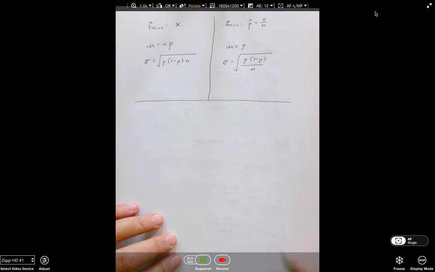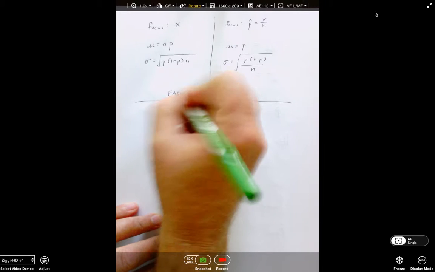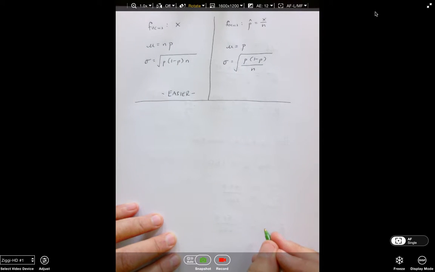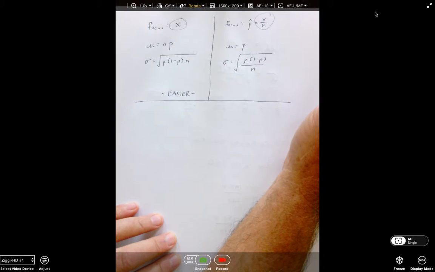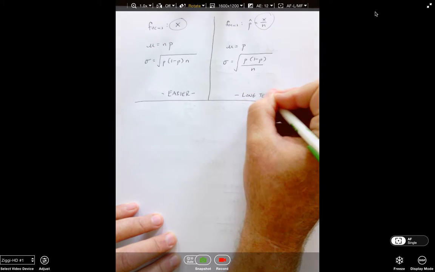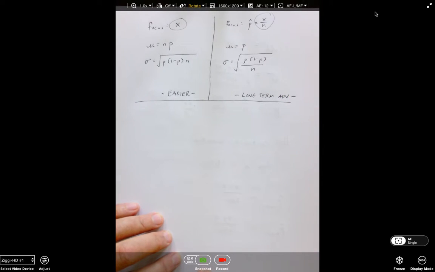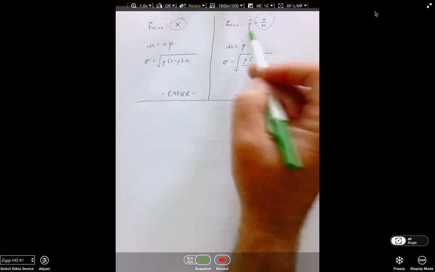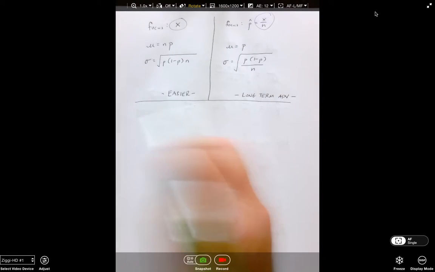Now what's the difference? Right now I think this one is probably easier, just simply because it's easier to focus on x than it is to focus on this fraction. However, this has a long-term advantage, because when we get into inference and start looking at confidence intervals and hypothesis testing, our focus will be on what we call our sample proportion. So which one of these you're going to learn is totally up to you.